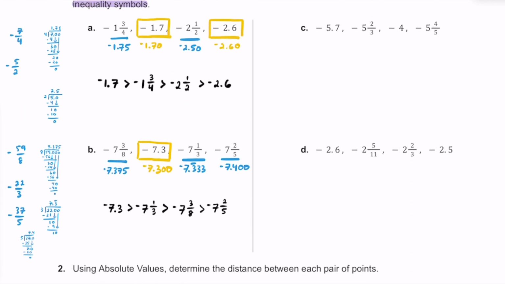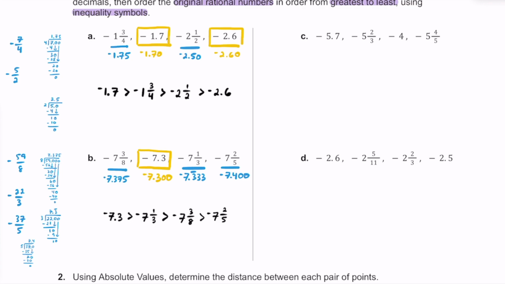All right, here is C. For C, we have a couple nice rational numbers here that we don't have to change. So we have this negative 5.7, that's already decimal, leave it alone. Then we have this negative 4, which is just a whole number. So we can always just add a decimal point and some zeros after that.